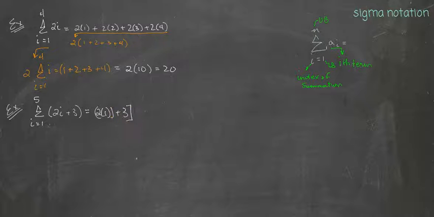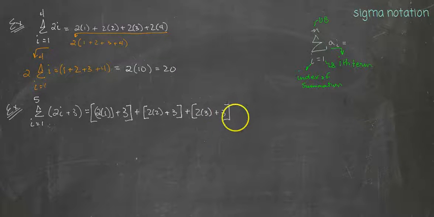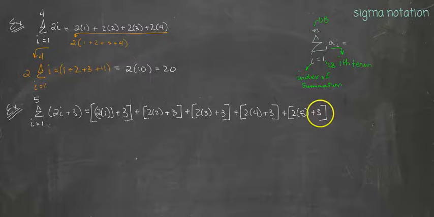plus 3. This is going to get a little bit ugly for a second, but I need to make a point. And the second one would be 2 times 2 plus 3. The third one would be 2 times 3 plus 3, then 2 times 4 plus 3, and then 2 times 5 plus 3.